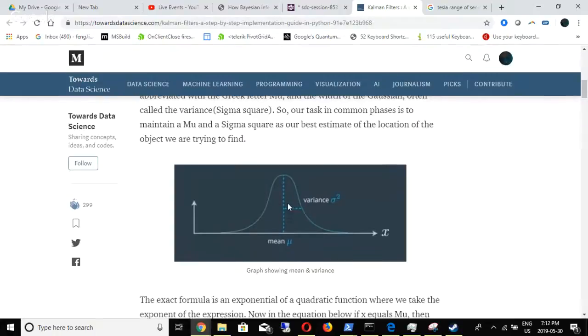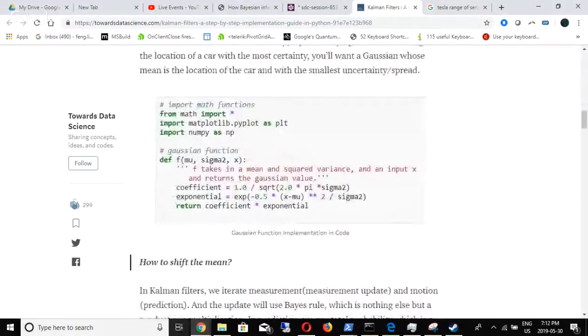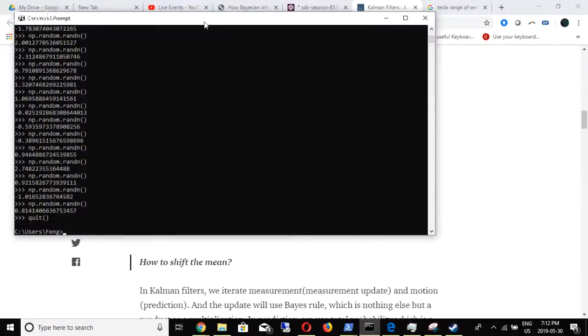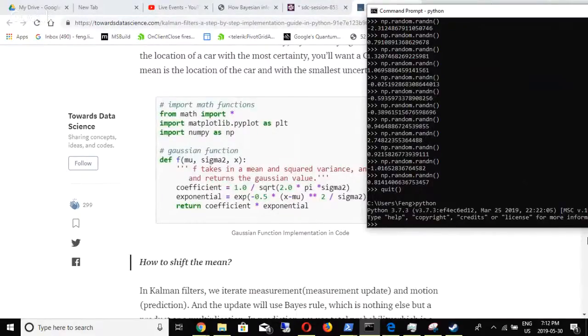The mean is here. Think about it like that, and try this out for a while. So let's go to the Python CLI. By the way, this function here is also called the PDF, or probability density function, by a lot of statisticians.